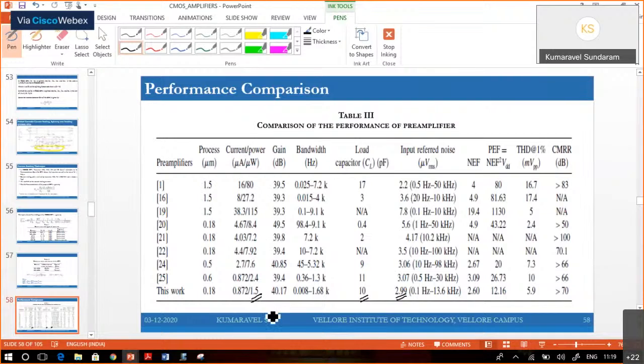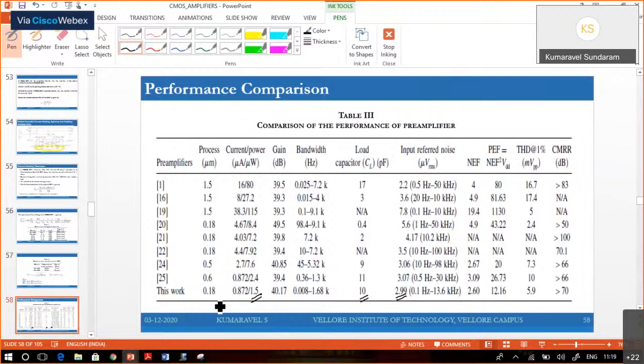Why is power very, very important nowadays? Implantable chips have come into effect. When you implant a chip in the human body, the battery should draw very little power, right? Or else the battery will be drained. Every time we can't do surgery and change the battery. So it should draw very low power consumption.